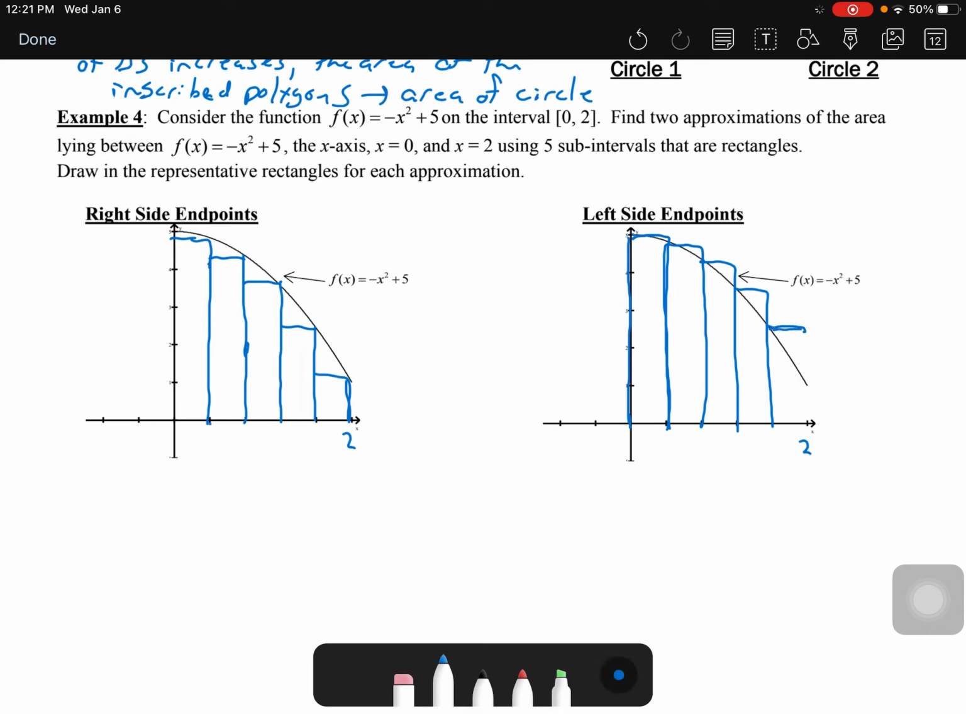Okay, so hopefully that makes sense. The height of the rectangle is touching the function on the left side and then going directly over. Okay, so that's how I'm going to draw those in.